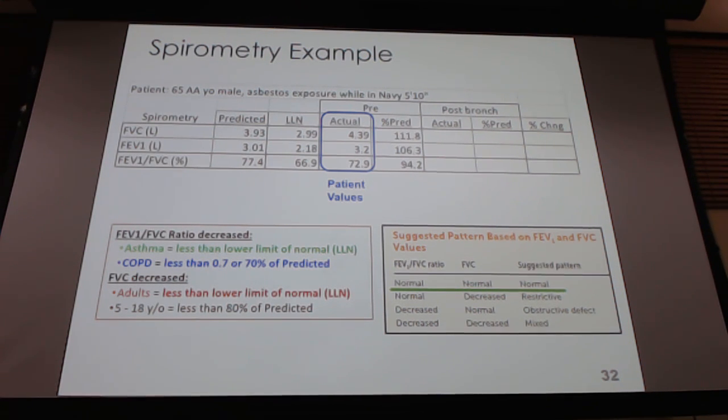99.9%. Alright, again, this is where COPD and asthma butt heads, right? But in most cases, if it's less than 0.7, it's usually going to be less than the lower limit of normal. So it should match up. I don't know why COPD doesn't just change their stuff to lower limit of normal.